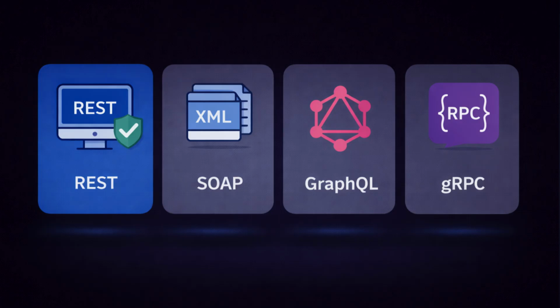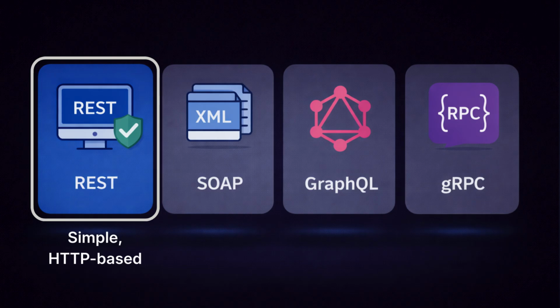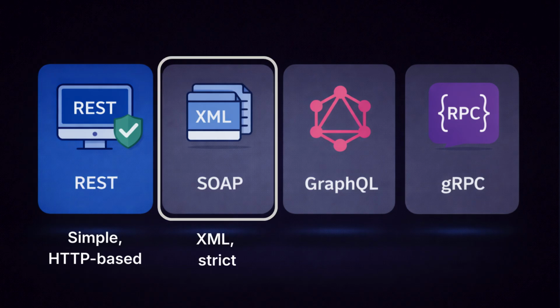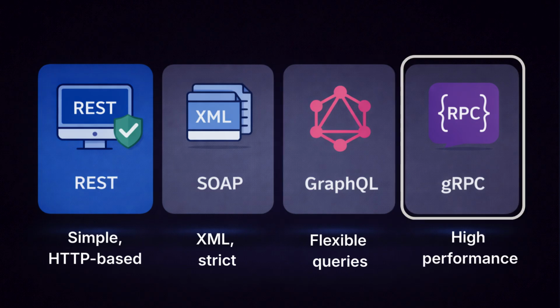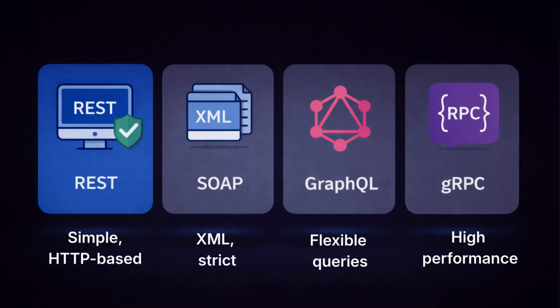There are many types of APIs. REST APIs are the most commonly used APIs in web and mobile development. SOAP APIs are more complex, XML-based APIs. GraphQL APIs provide flexible querying and data fetching. gRPC is used in high-performance systems. In most real-world applications today, REST APIs dominate.